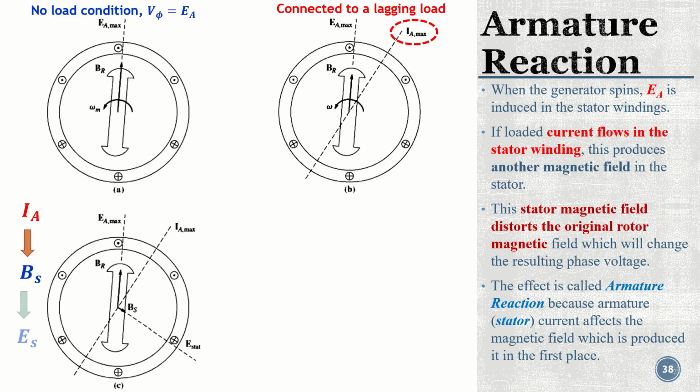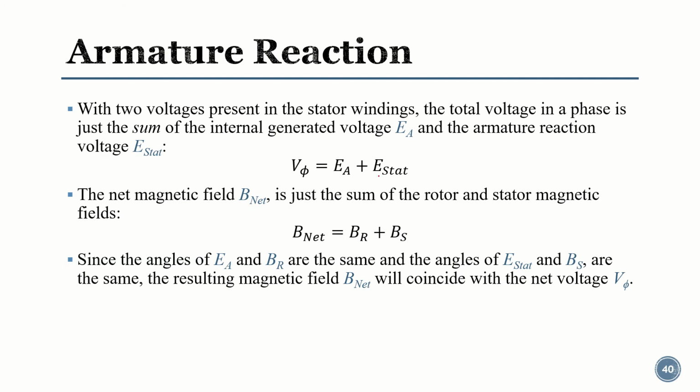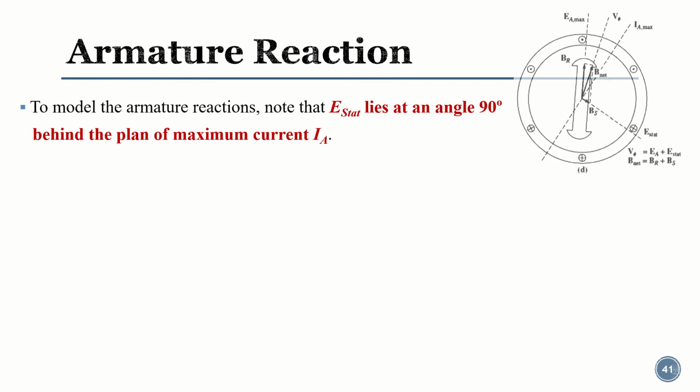Welcome back class. So last time we learned about the armature reaction and we found that basically the actual induced voltage is the sum of the stator voltage due to the armature reaction and the actual induced voltage, that is the actual terminal voltage. And the net magnetic field is basically the sum of the rotor and stator magnetic fields. That was what we learned last time.